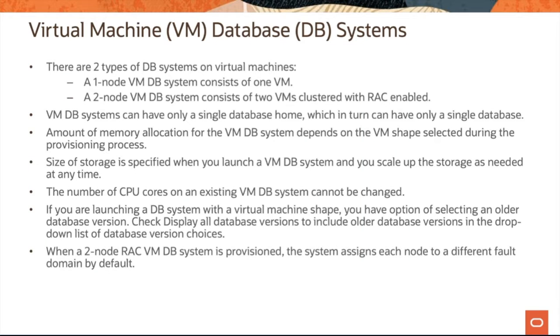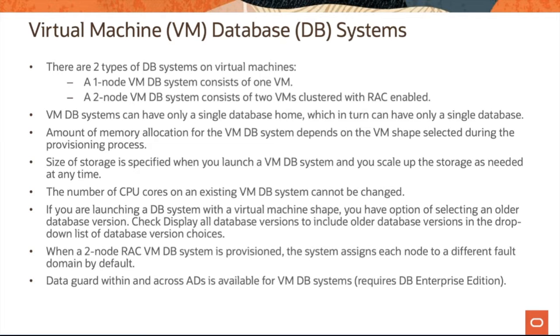When a two-node RAC VM DB system is provisioned, the system assigns each node to a different fault domain by default. Data Guard within and across availability domains is available for VM DB systems. This requires Database Enterprise Edition.